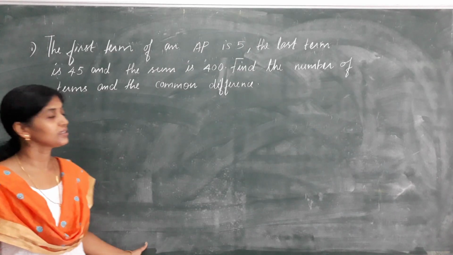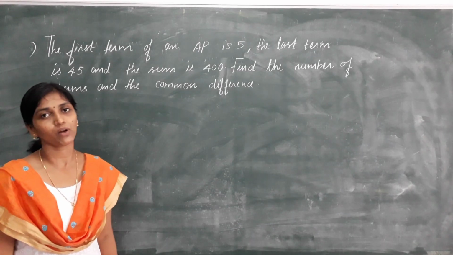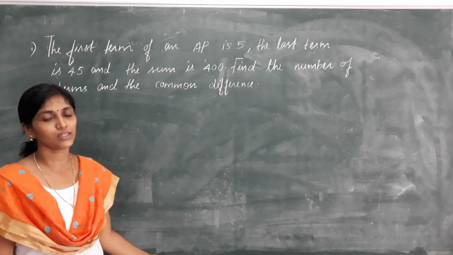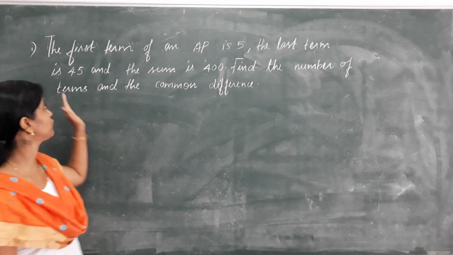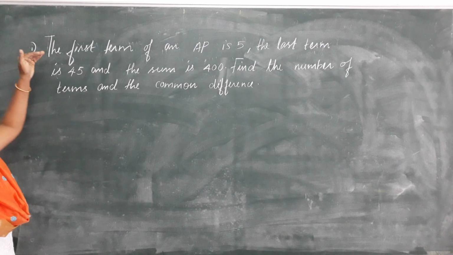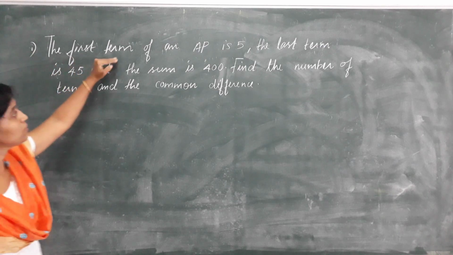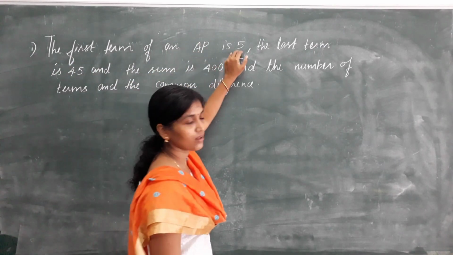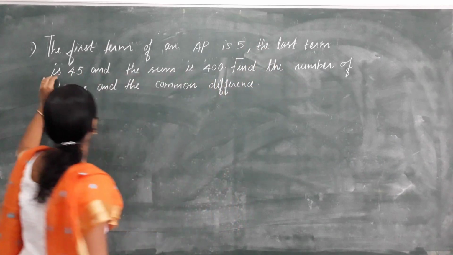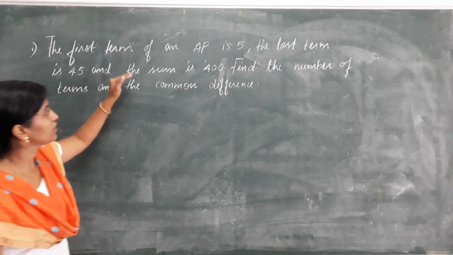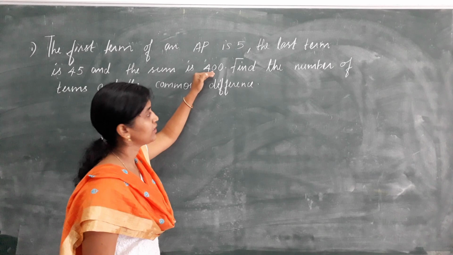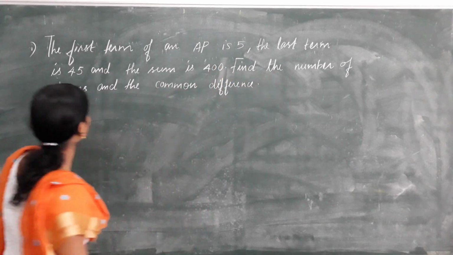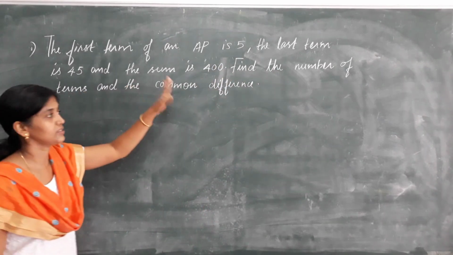Good morning, children. In this section, we will see some problems on the sum of the first n terms of an AP. Among the first questions is: the first term of an AP is 5, the last term is 45 and the sum is 400. Find the number of terms and the common difference.